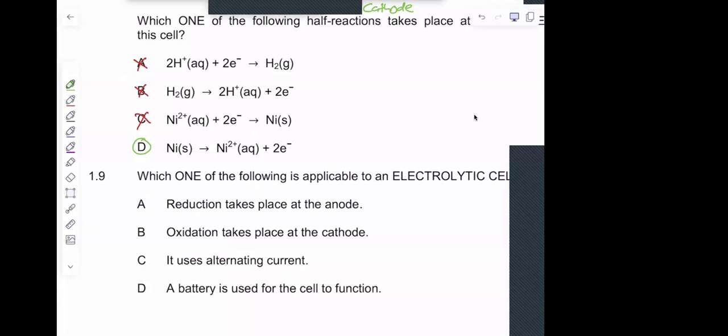Awesome. So 1.9, which of the following is applicable to an electrolytic cell? Let's quickly have a look at these ones. Reduction takes place at the anode. Not true, right? It's red cat. Reduction takes place at the cathode. Then B says oxidation takes place at the cathode. Not true. It's an ox. Oxidation takes place at the anode. Then C, it uses alternating current. Not true. Electrolytic cells need direct current. They need a constant flow of electrons in one direction. And then D says a battery is used for the cell to function. 100%. Yes, it is, because a battery will give you that direct current and everything is going to flow in one direction. Awesome, guys. That's our multiple choice for this section.